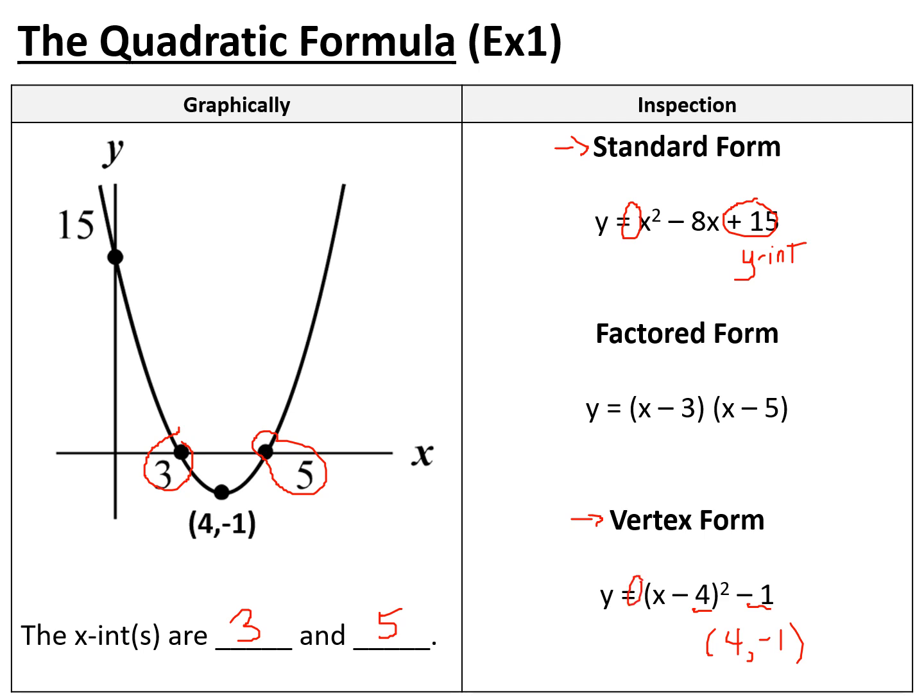not too useful. If you're given factored form of a quadratic relation, well, you can tell that the x-intercepts are positive 3 and positive 5. It also tells you if it's opening upwards or downwards, as well as if it's being stretched or compressed. But what happens if you're not given its graph or factored form? How do you find the x-intercepts?